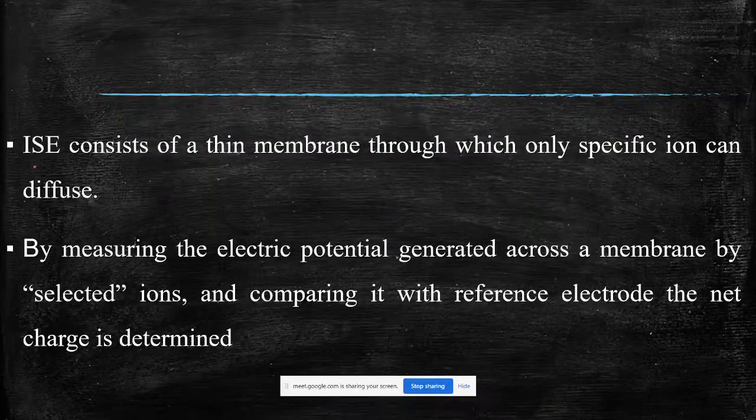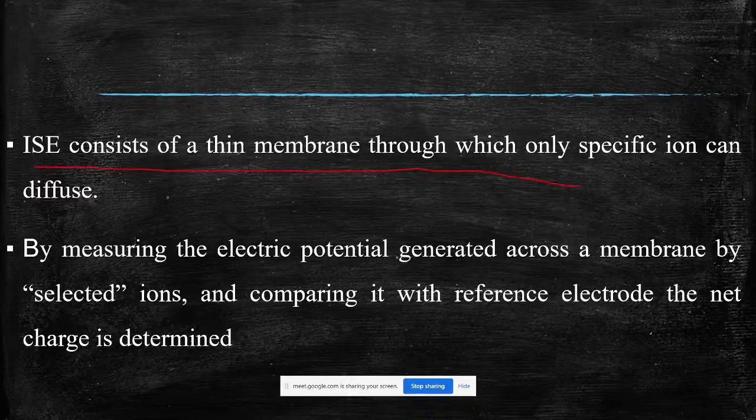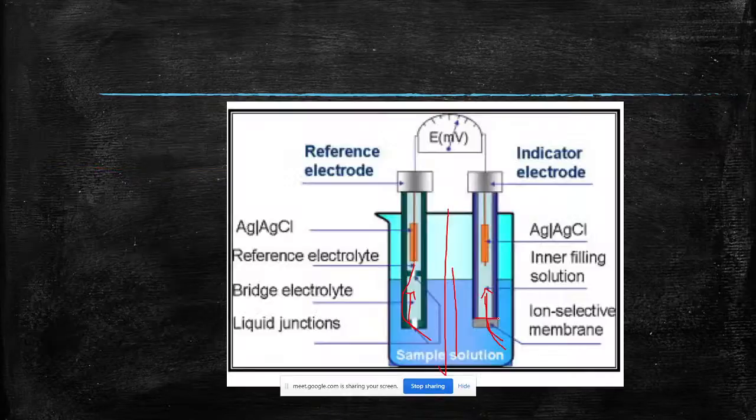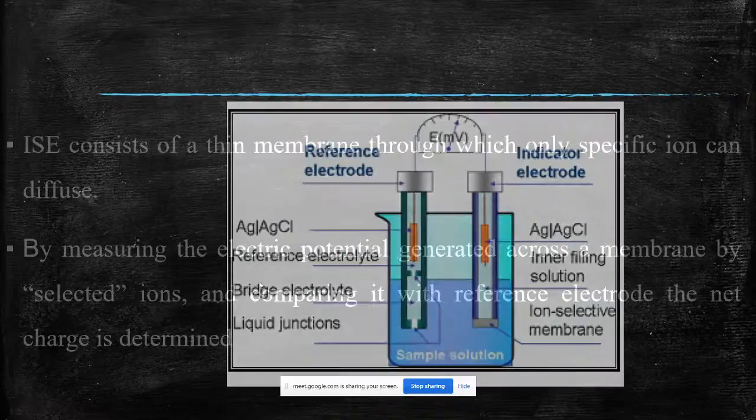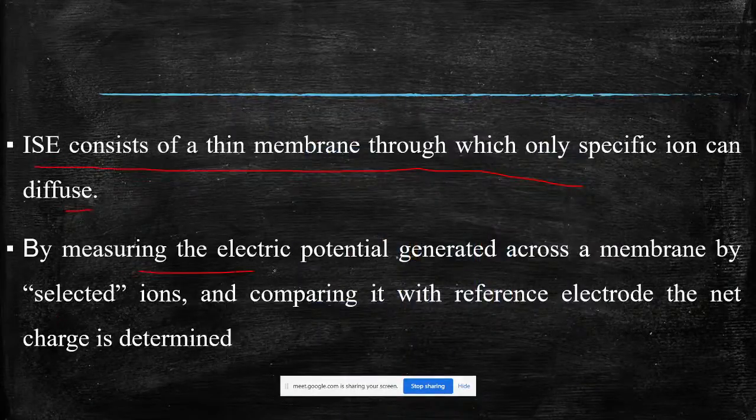Okay, so this ion selective electrode, that is ISE, consists of a thin membrane through which only a specific ion can diffuse. So here it will have a thin membrane. So you can change the membranes. Like if you want to allow only sodium ions, not potassium and chloride and other ions, you can create a membrane that allows only sodium ions through. So by measuring the electric potential generated across a membrane by selected ions and comparing it with the reference electrode, the net charge is determined.